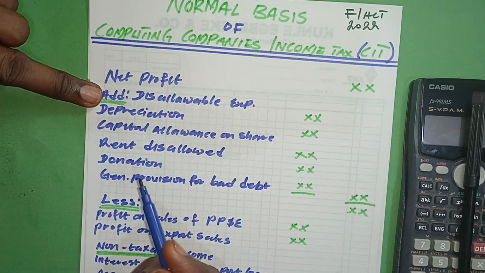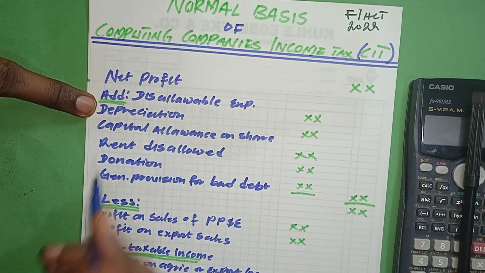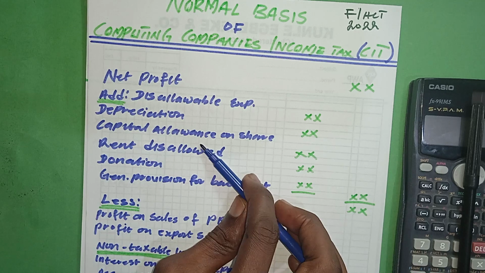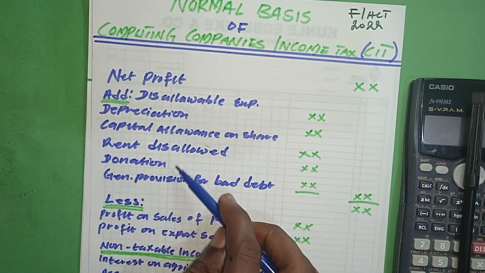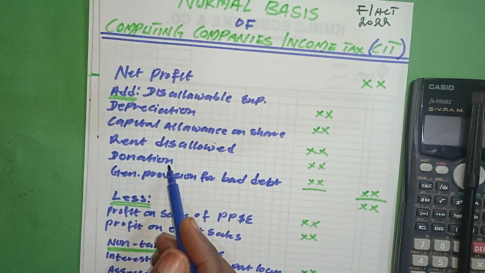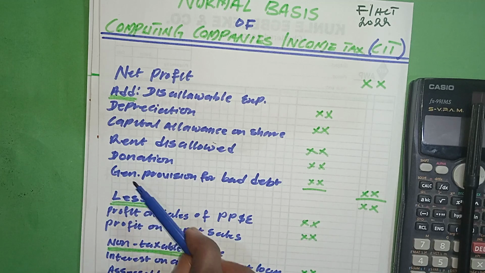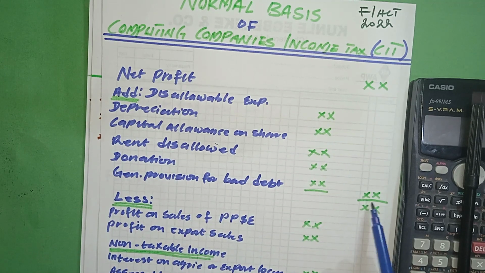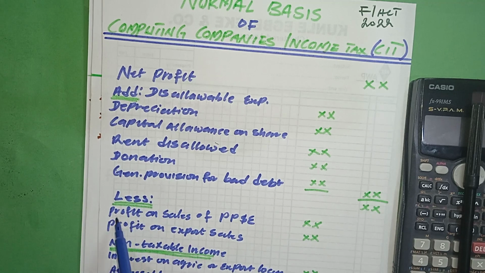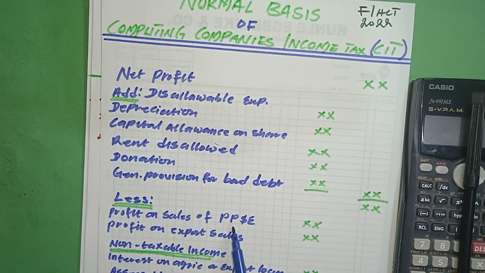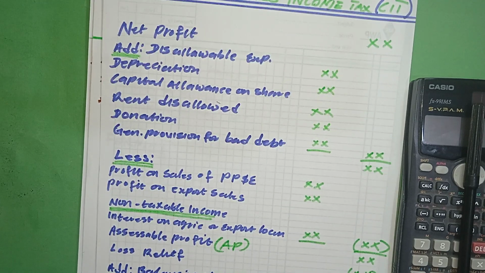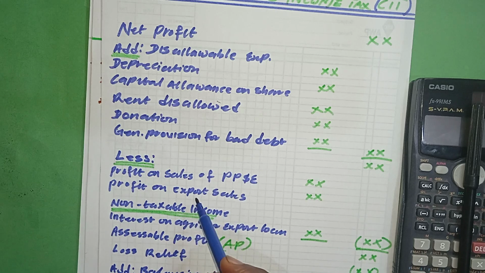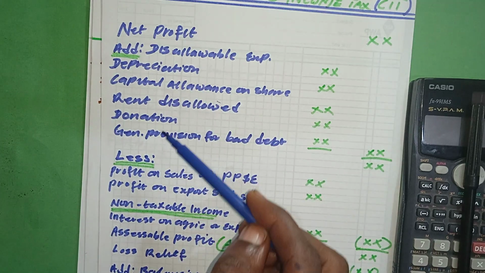Add disallowable expenses. I made a video on allowable and disallowable expenses, so you can check it out. Depreciation, capital allowance on shares, rent disallowed, donation, unauthorized donation, general provision for bad debts. These are what? Disallowable expenses. You add it together to give you this subtotal. Then you less what? Profit on sales of PPE, the plant and equipment, profit on export sales. Now, mind you, it's not a must that all these things must be there. It depends on the question they set for you. Then you can pinpoint all these things out.